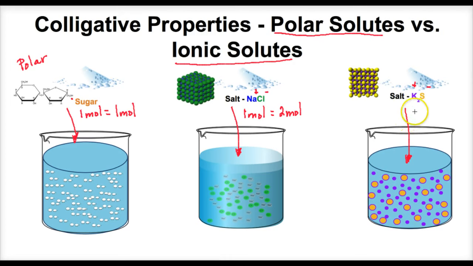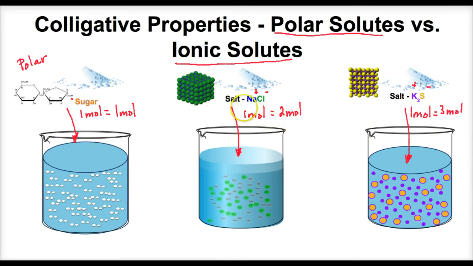And if we take a look at potassium sulfide, if I put this in water, it's going to dissociate. And if I have 1 mole of this, it's going to dissociate and produce 3 moles of dissolved particles. The 2 moles of potassium ions and the 1 mole of sulfide ions. Okay, so this is an important concept to understand.